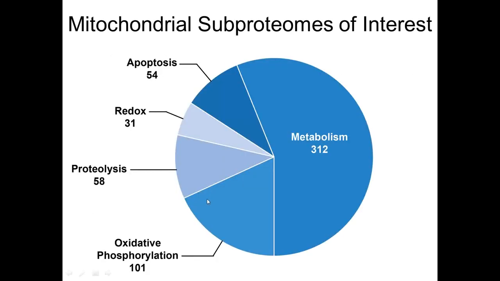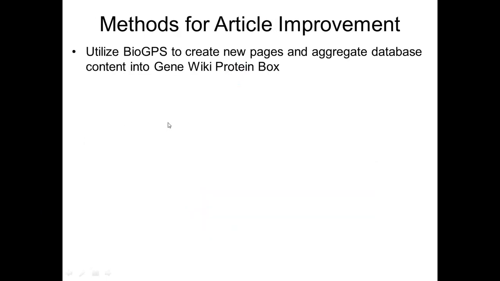So we selected 5 subproteomes from the human cardiac mitochondrial proteome for improvement. And these are metabolism, there are 312 genes, oxphos, 101 genes, proteolysis, 58 genes, redox, 31, and apoptosis, 54 genes. Basically, our protocol for improving articles is to first create pages in BioGPS for those lacking stub articles, and then database content is automatically presented in the protein box using the PBB template developed by Andrew's lab.